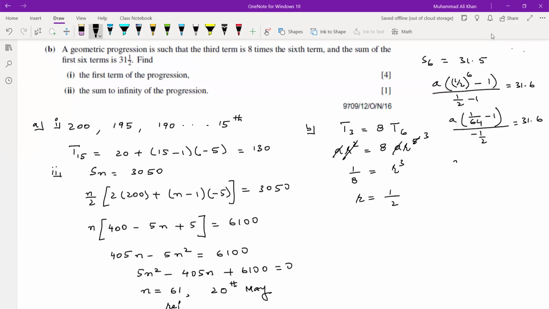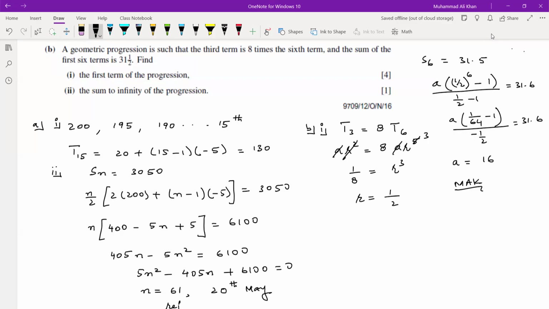Now, what is the value of A? 16 is the value of A. जब इसको solve किया गया, then the value of A is 16. So this is part one. First, we calculated the value of R and then by the help of the formula, we calculated the value of A.